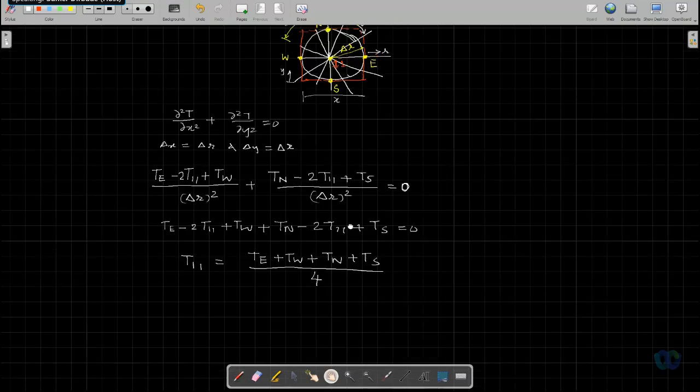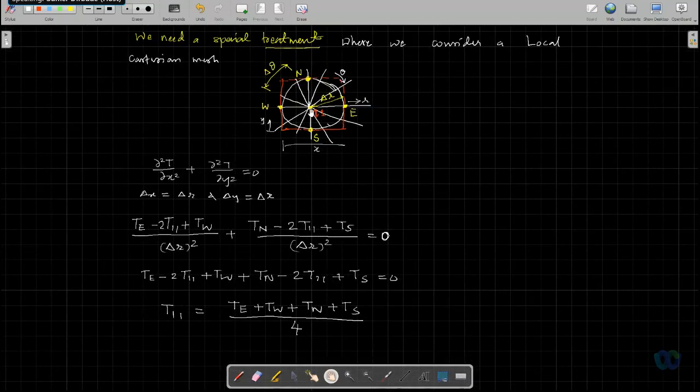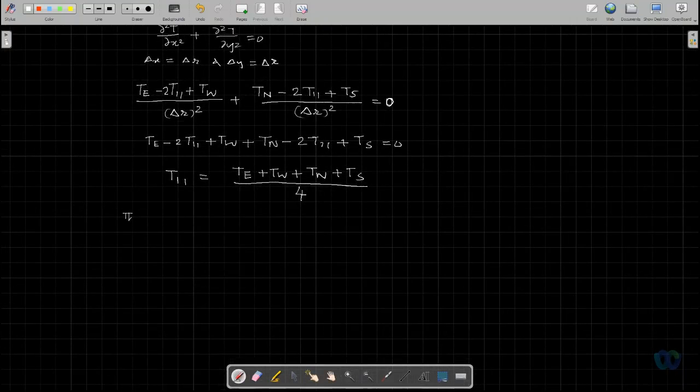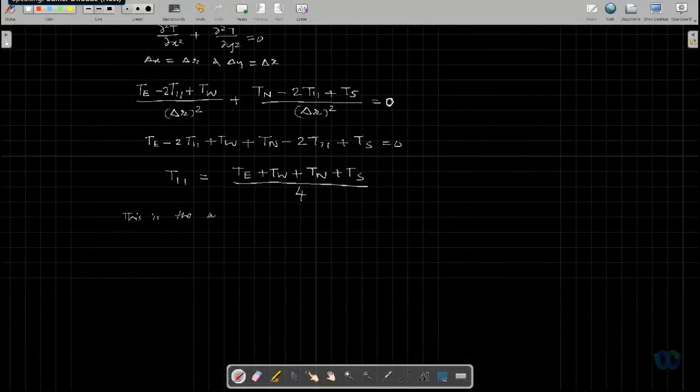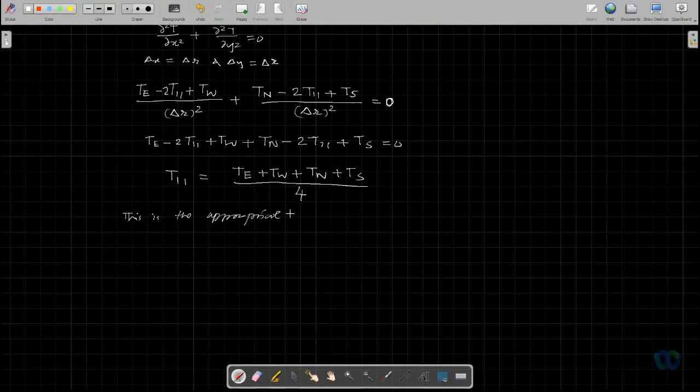So our objective was to get the temperature at 1 1. Okay, so temperature at 1 1 can be obtained as the average temperature of these points, and this is the appropriate boundary condition at r is equals to 0. Okay, now at theta is equals to 0 and theta is equals to 2 pi, you have to simply copy the terms.